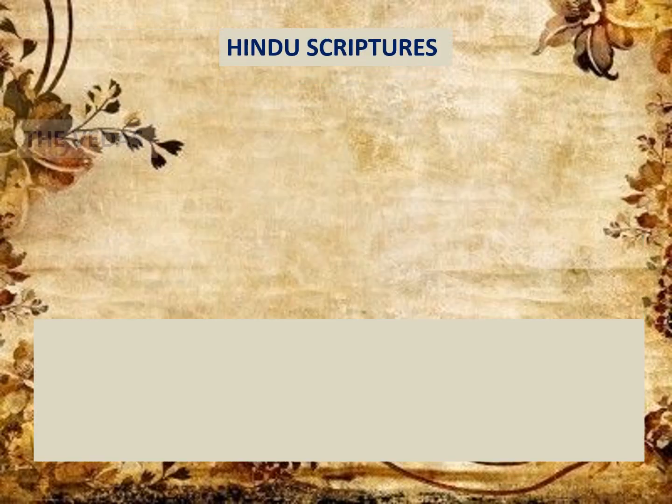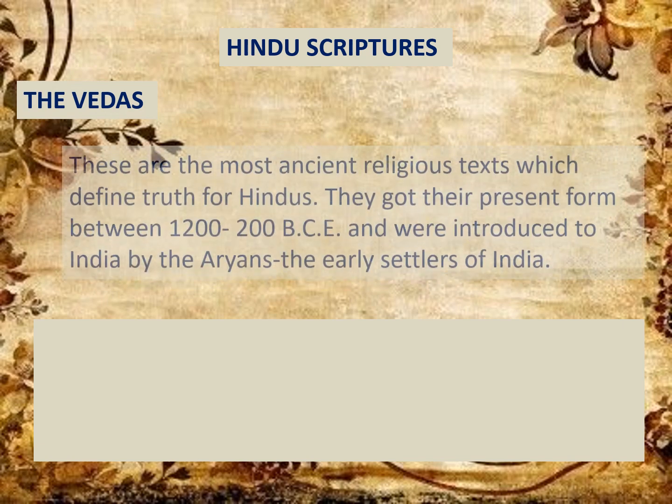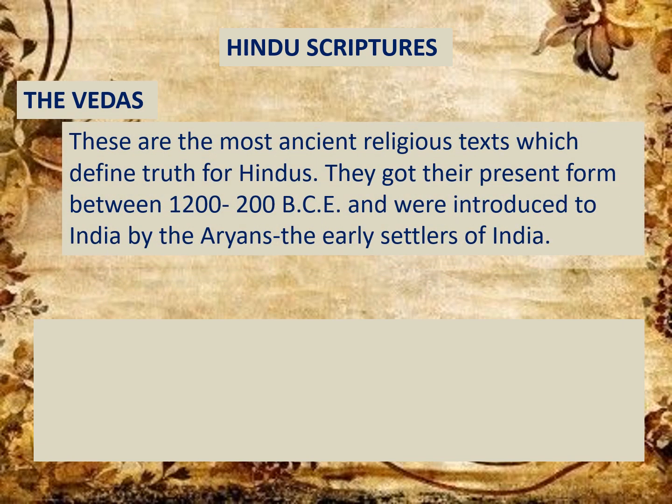Hindu scriptures. The Vedas. These are the most ancient religious texts which define truth for Hindus. They got their present form around 1200 BC and were introduced to India by the Aryans, the early settlers of India.